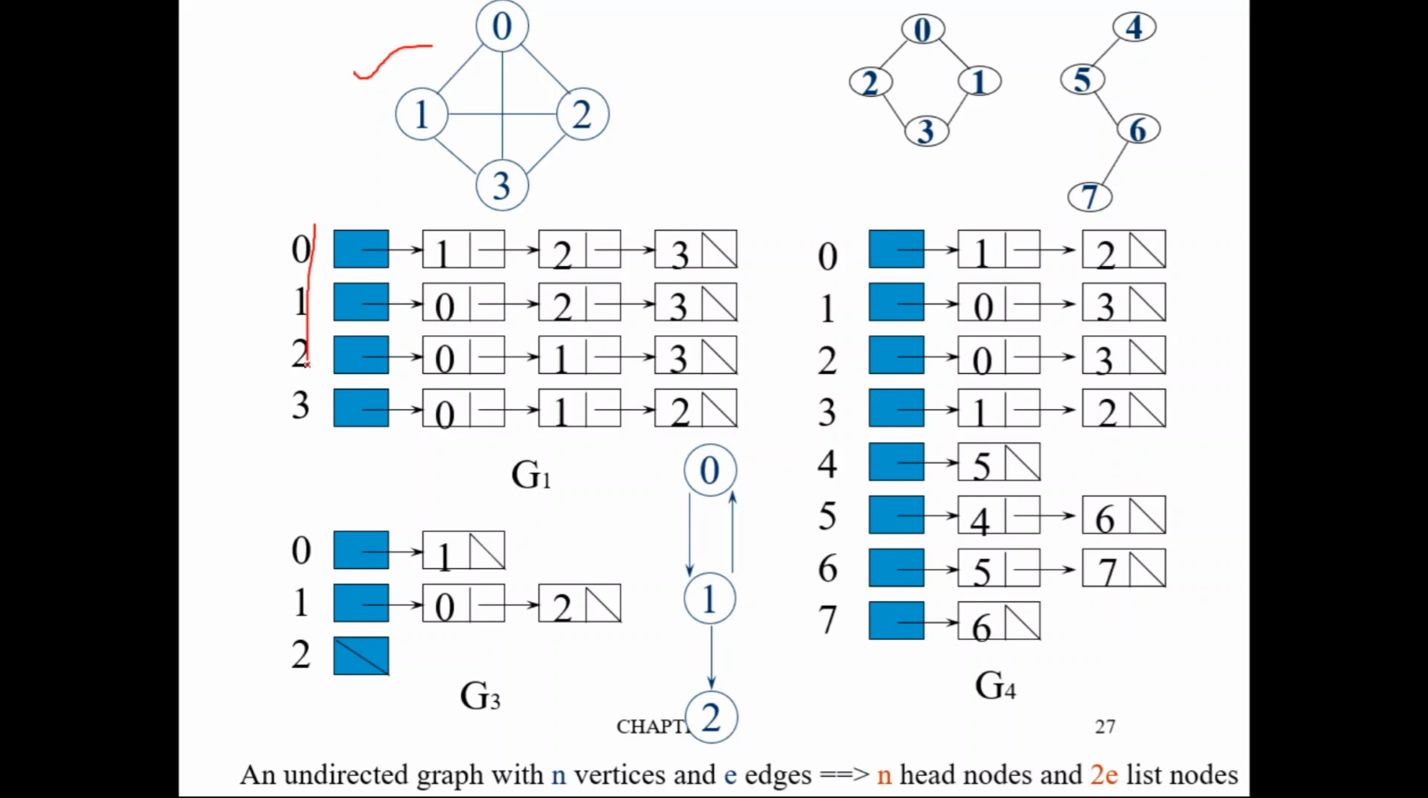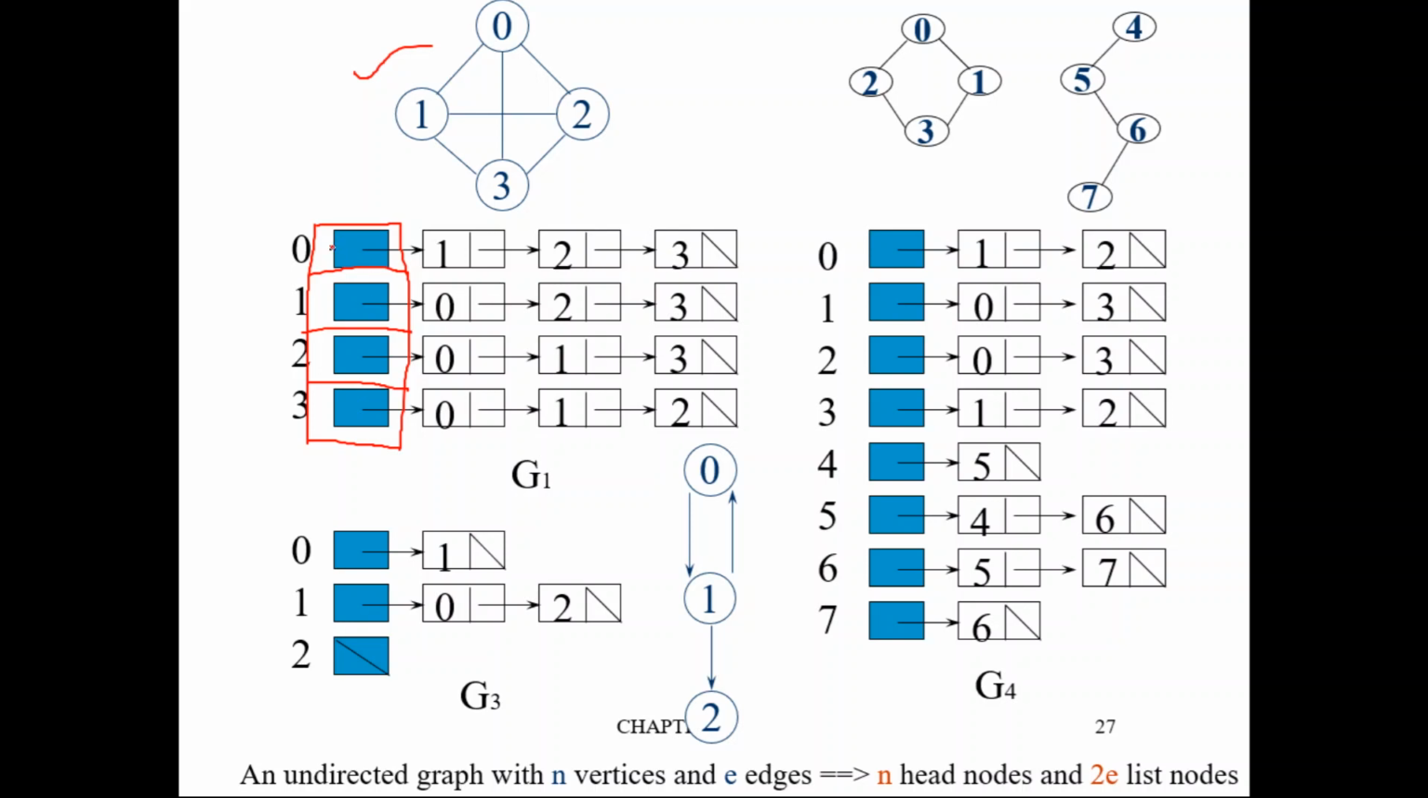An array of pointers first we will create. This array of pointers will have as many locations as the number of nodes. So this particular graph contains how many nodes? 4 nodes, 0, 1, 2, 3. So you will create an array of pointers with 4 locations, that is, each of these locations is a pointer.